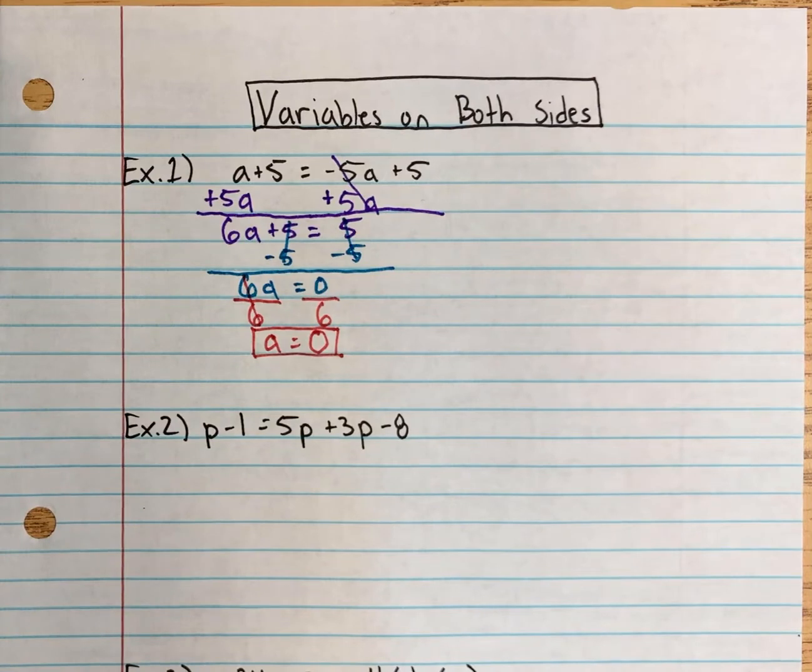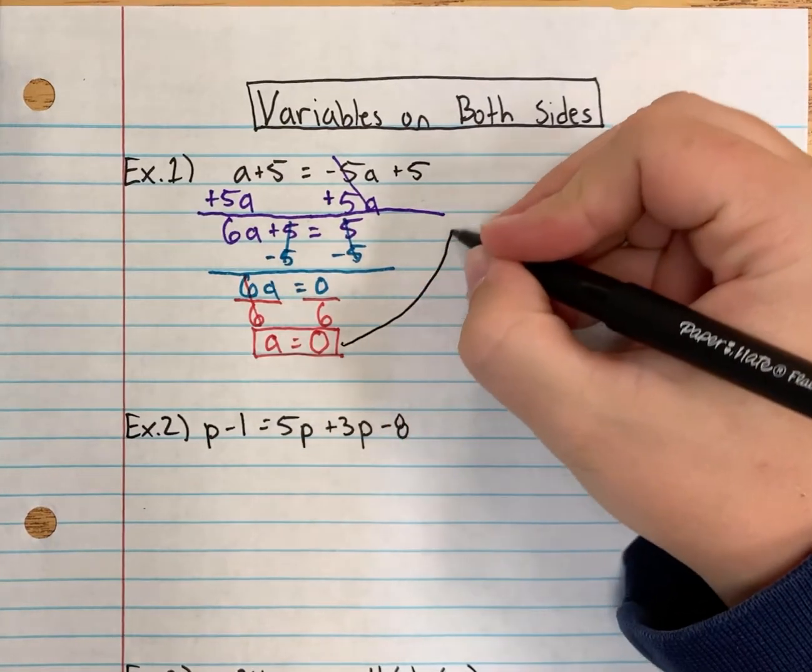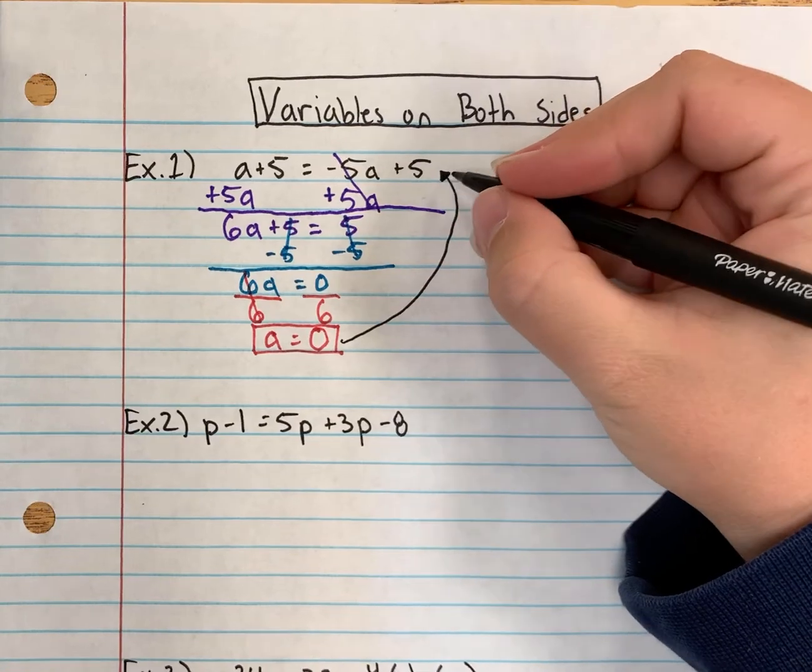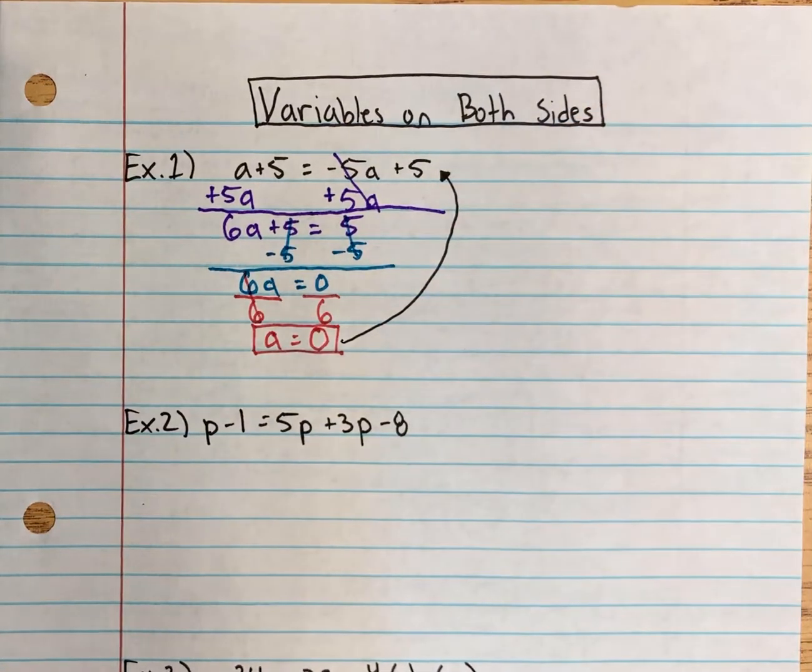Okay, so that is example 1. You can always check your answers by taking whatever you find a to be. So since we found a to be 0, plug it back into your equation. If you get a true statement, you know you did it correctly. So you can always check your answers if that's something you want to do. Okay, so that's example 1.